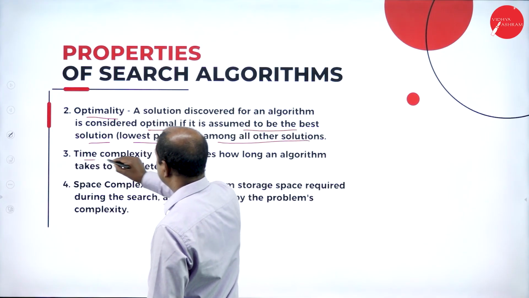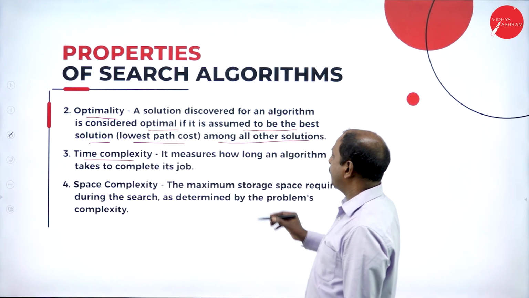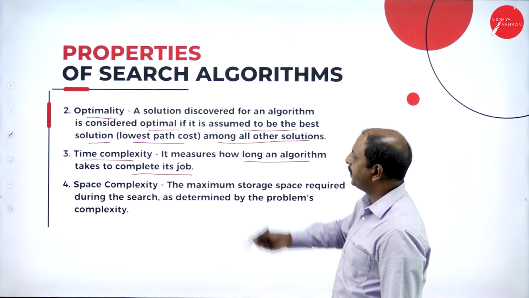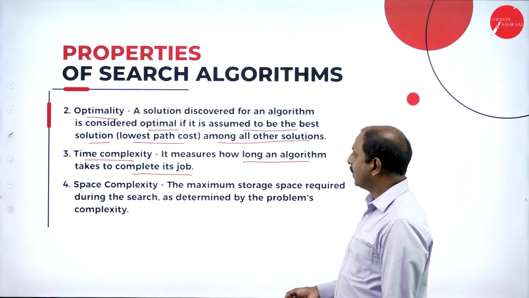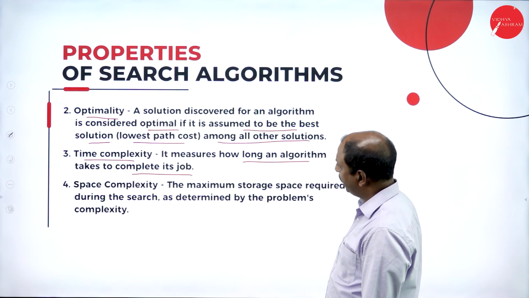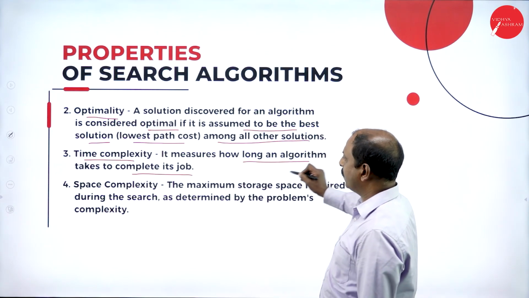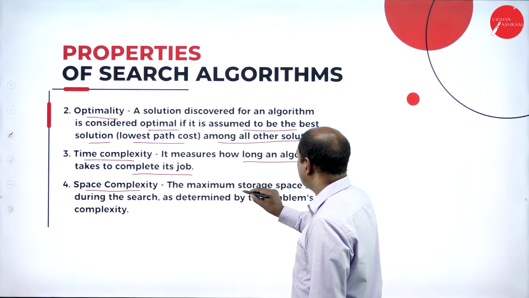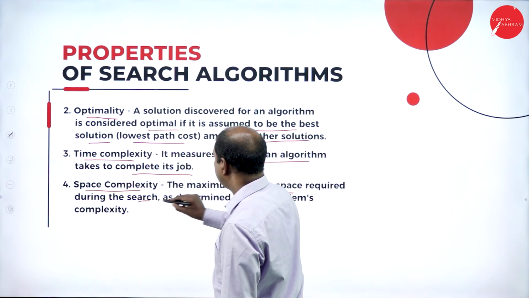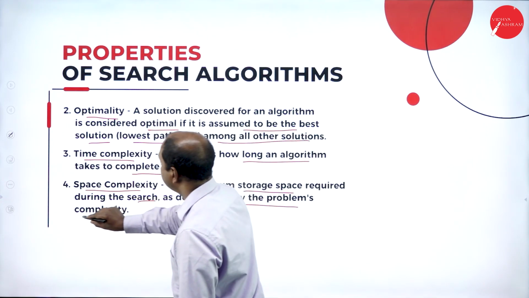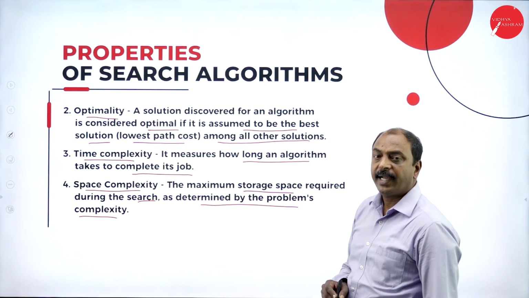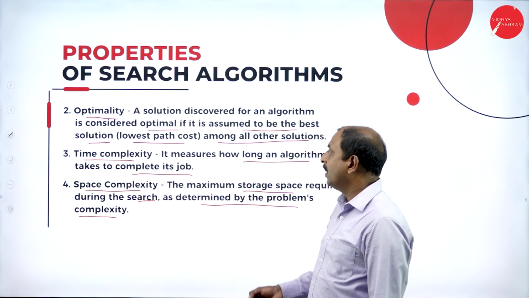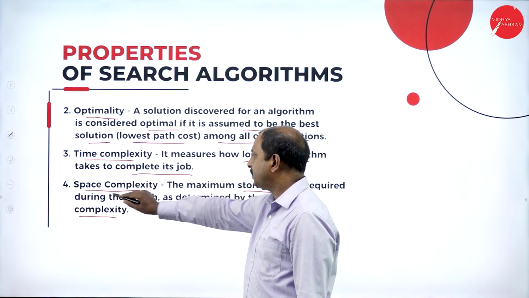Next one is time complexity. What is the definition of this? It measures how long an algorithm takes to complete its job. It depends on the time taken by any action to complete, that is the meaning of time complexity. Next one is space complexity, the maximum storage space required during the search, as determined by the problem's complexity. So here the maximum amount of space should be available for a particular action to be executed or completed. This is space complexity.